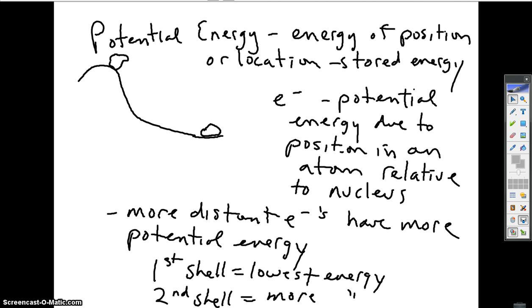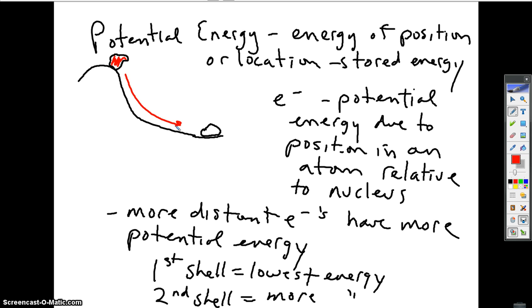Potential energy is the energy of position or location, so it's stored energy like a battery. In this case, we've got a rock up on the top of the hill, and that rock has the potential to roll down the hill and release that energy. An electron is similar to that rock in that it has potential energy due to its position in an atom relative to the nucleus. The more distant the electrons, the more potential energy they have, because they want to be closer to the nucleus in order to be stable.